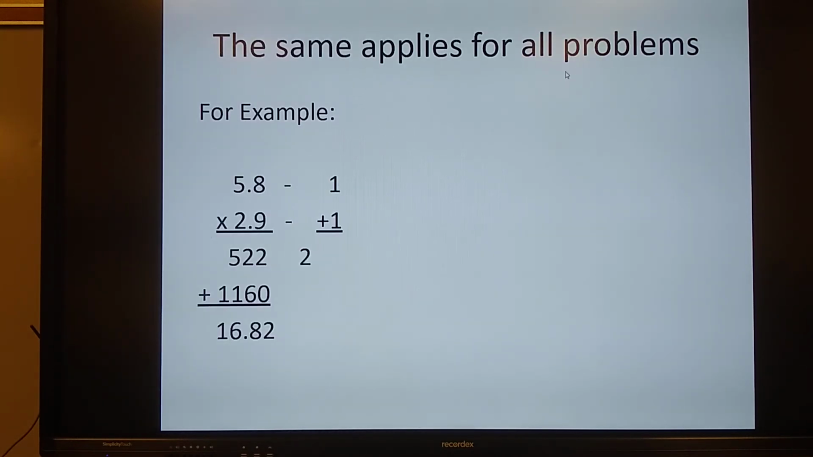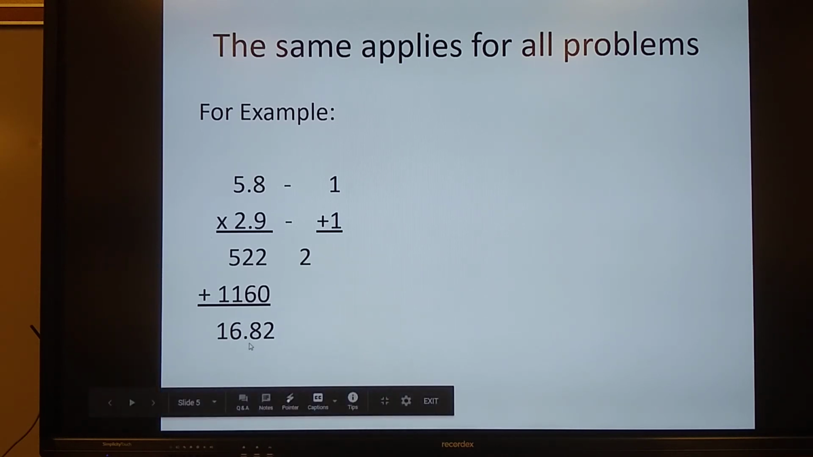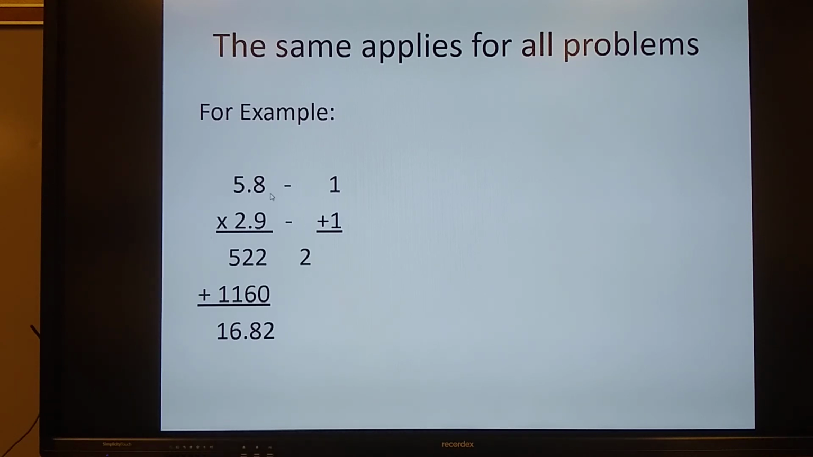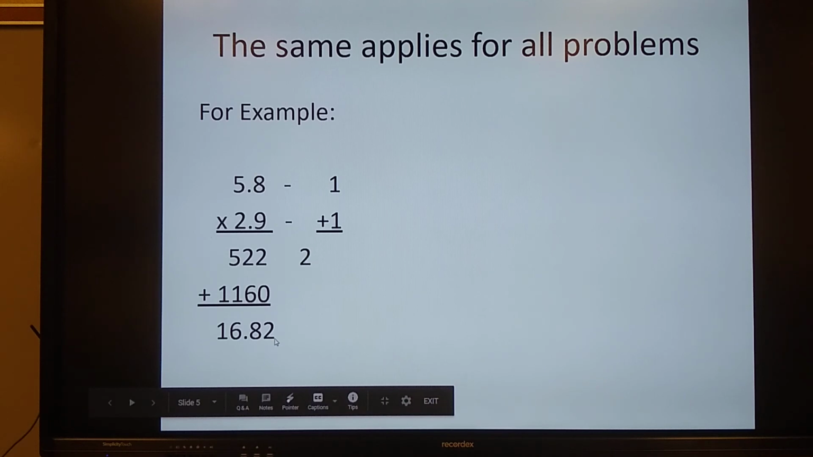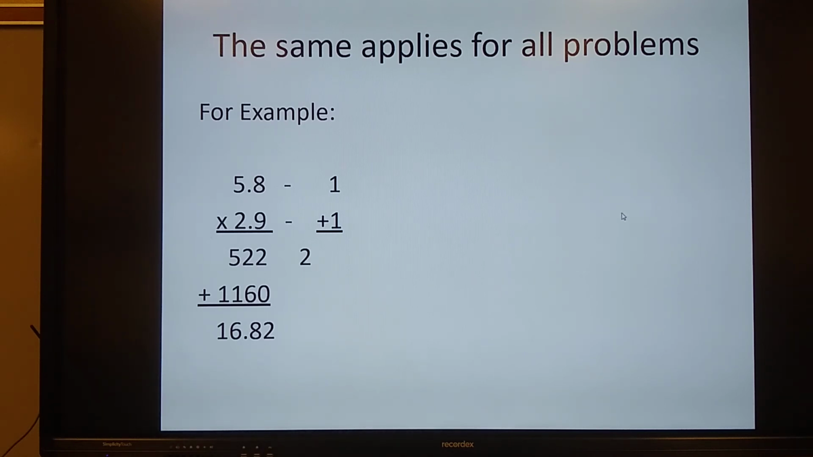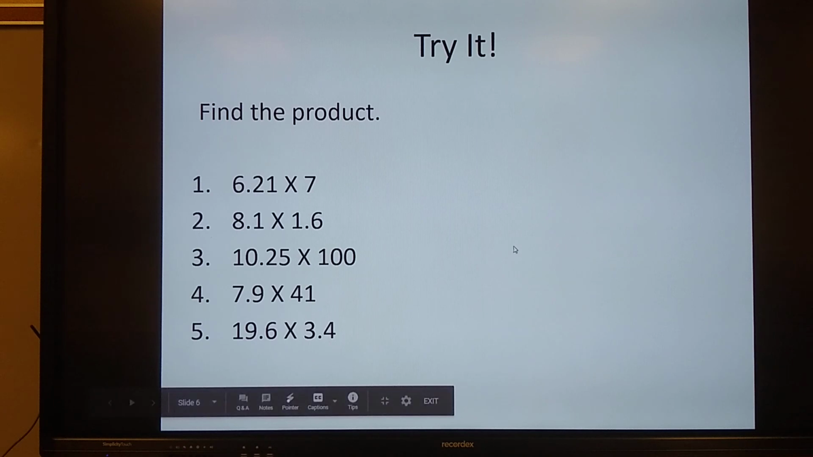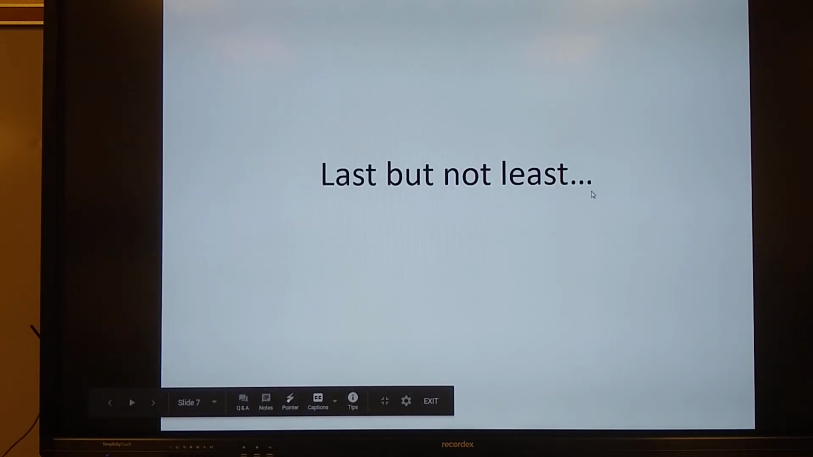And the same applies for all problems. For example, 5 and 8/10 times 2 and 9/10. I multiply it, I get 1682. I come up here and add up my decimal places. I got one place here, so I put a 1. I got one place here, so I put a 1. 1 plus 1 is 2. That means I move my decimal place over 2 places. 1, 2. My answer is 16 and 82 hundredths. Don't do these yet. We're going to do these in our practice.